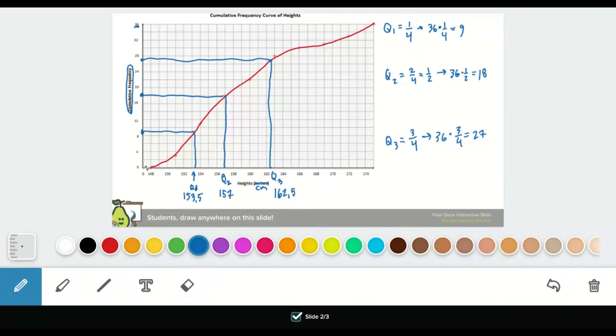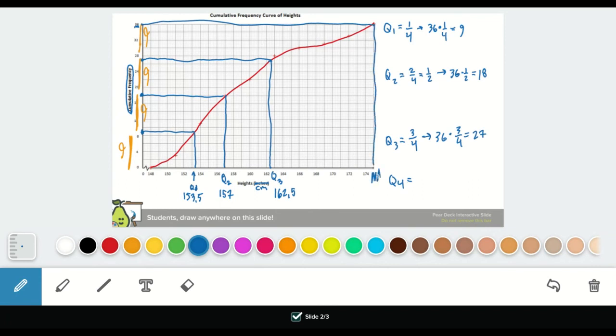And I probably lost you by now. You're like, Mr. Wilson, what are you doing? Well, remember when I said Q4? Wouldn't that be another quarter? Don't you see a pattern? Look at this. From there is 9, from here to here it's another 9. From here to here, another 9. From here to here, another 9. You see this is divided into quarters. So my last quartile is just here. It's my maximum. That'll be at 175.